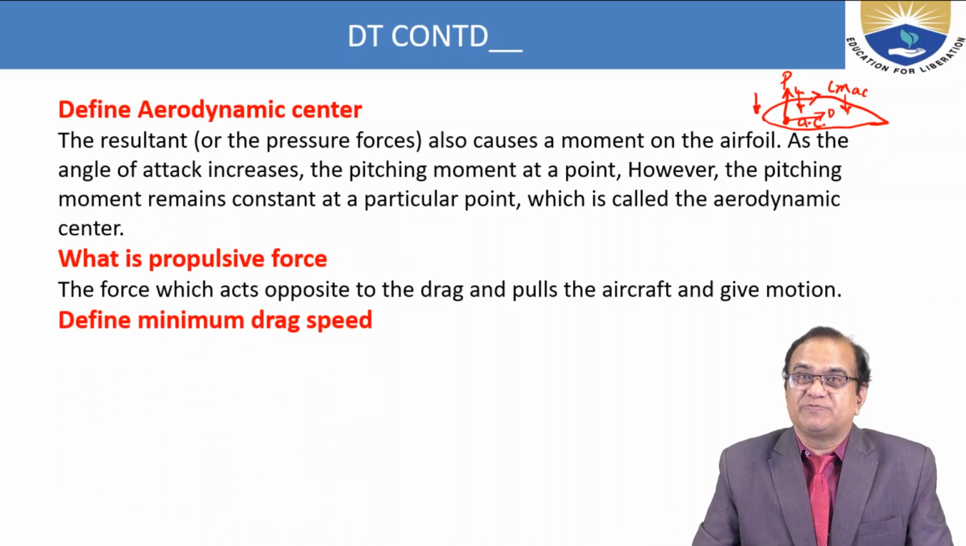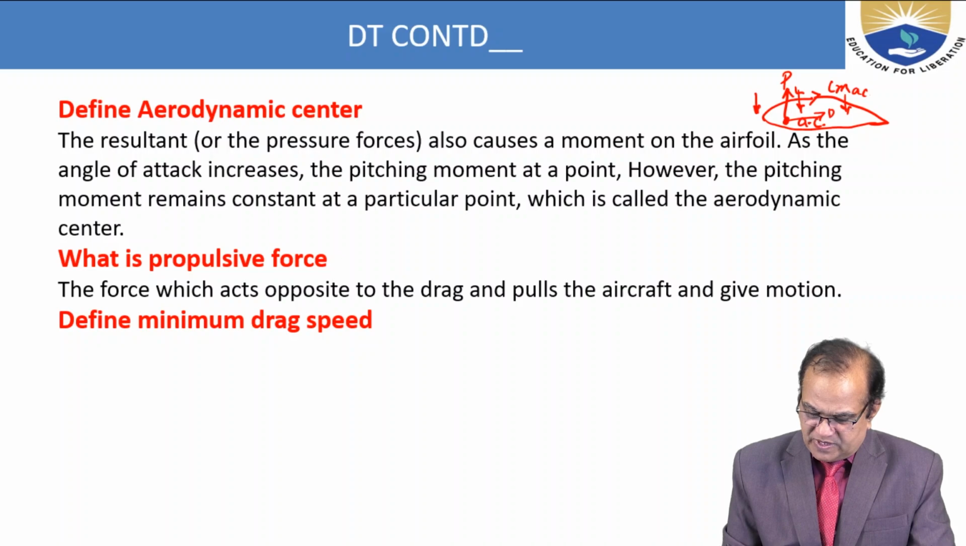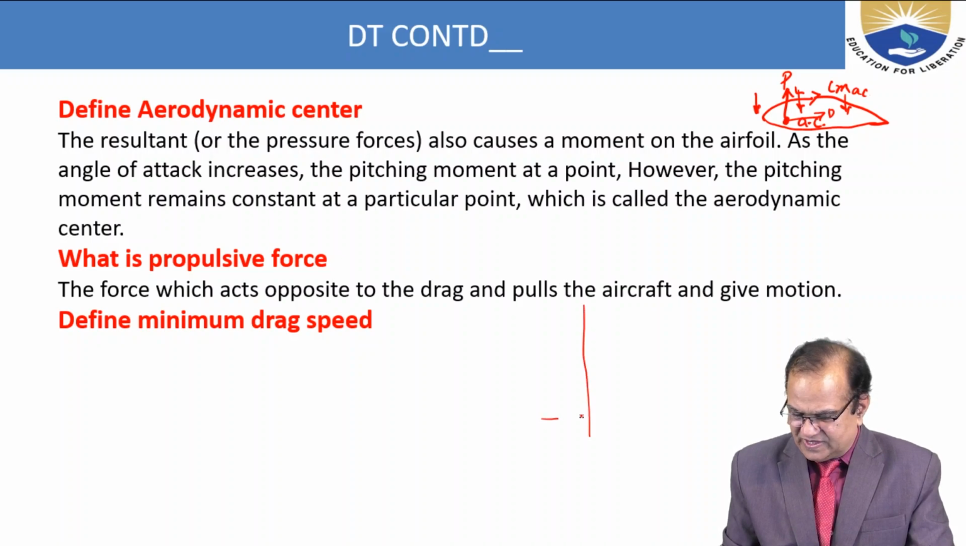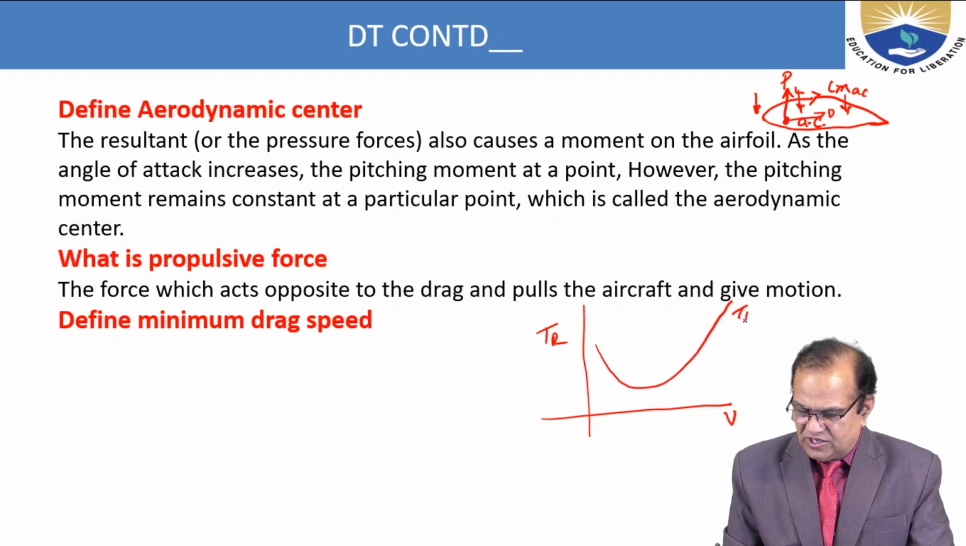Define minimum drag speed. So, if you draw here TR versus velocity, this is the TR. There is a minimum drag here. This is the minimum drag, and this is the velocity. This is the V for minimum drag.